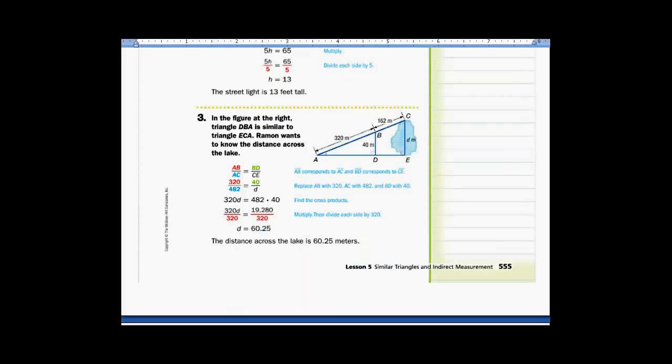In the figure at the right, triangle DBA. So that's that one right there. All right? So it's saying that that is similar to triangle ECA.